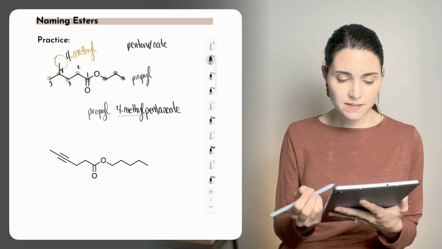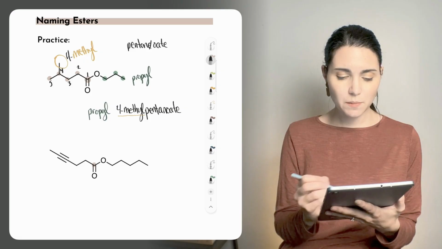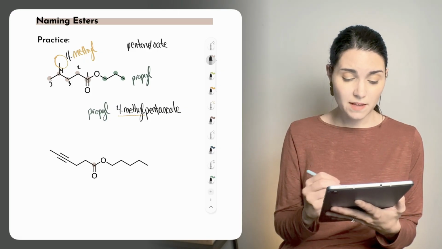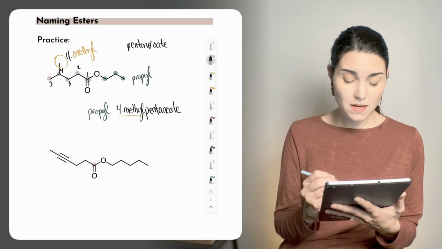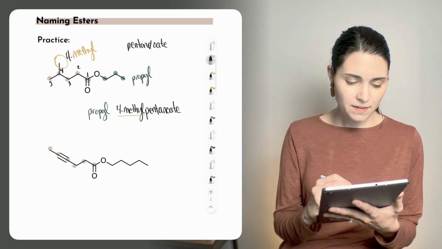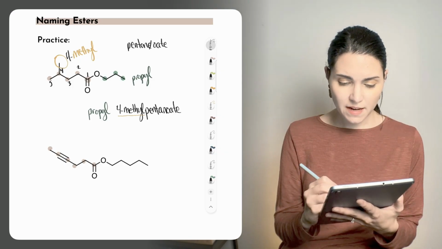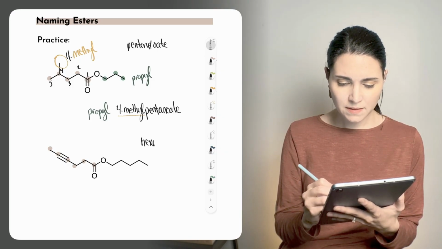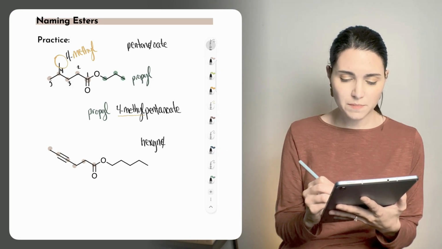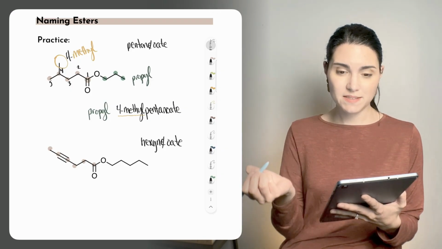All right, the next example. So right away we find our carbonyl carbon, C double bond O. So that part is going to be the parent structure. So 1, 2, 3, 4, 5, 6. And we have a triple bond, so that's actually going to be a hexyne. Drop the E and add oate. Hexynoate is the parent there.